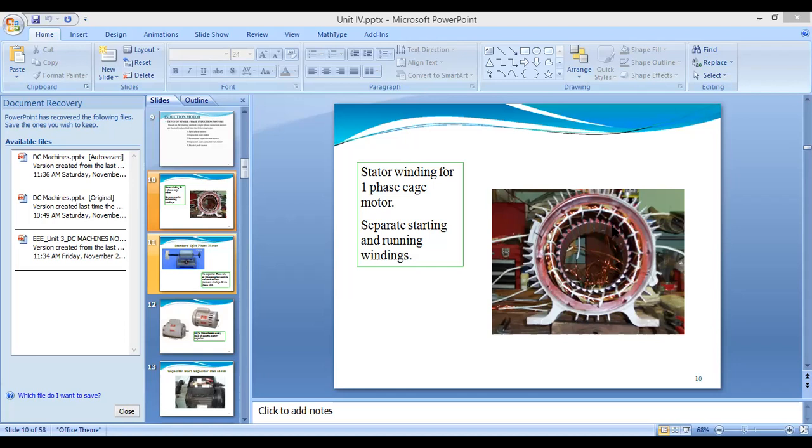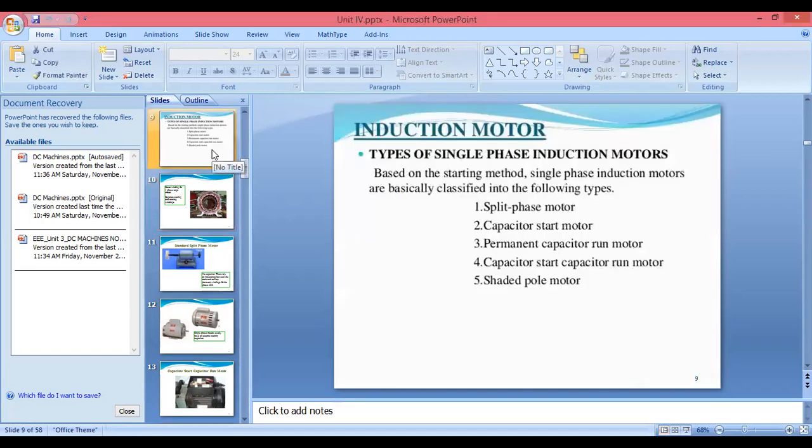The rotors of a three-phase induction motor are classified into different types, like slip ring, or we can say phase wound rotor, and squirrel cage rotor. We will see them one by one. Now we are supposed to see the different types of single phase induction motor. These are nothing but split phase, capacitor start, permanent capacitor, and capacitor start capacitor run, so combinedly, capacitor start, capacitor run.